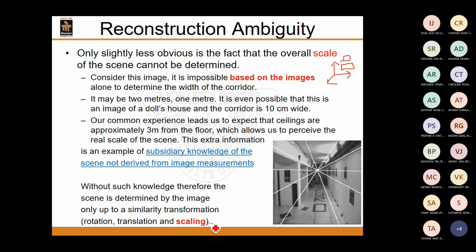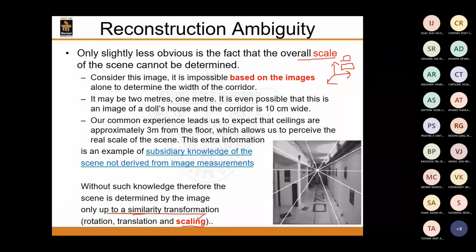That kind of ambiguity is equivalent to having a scaling transformation. So from the Euclidean, if you also consider the overall scale of the image, then we can reconstruct it up to a similarity transformation. It's no longer a Euclidean transformation, but because you also have the scaling factor, you can reconstruct it up to a similarity transformation.